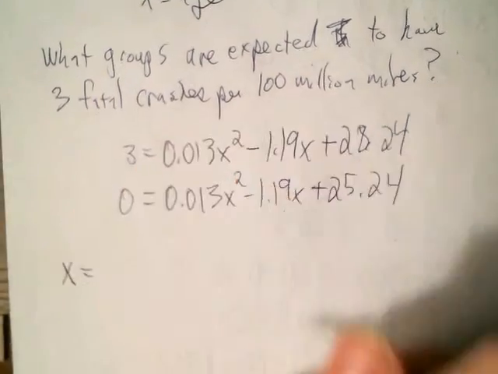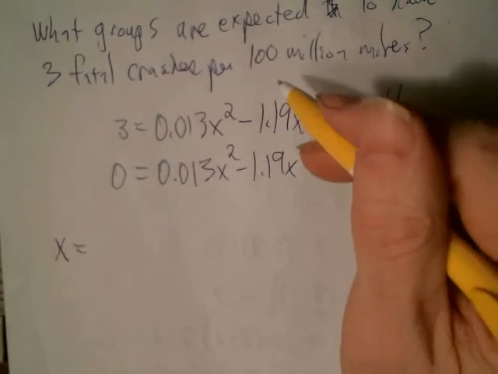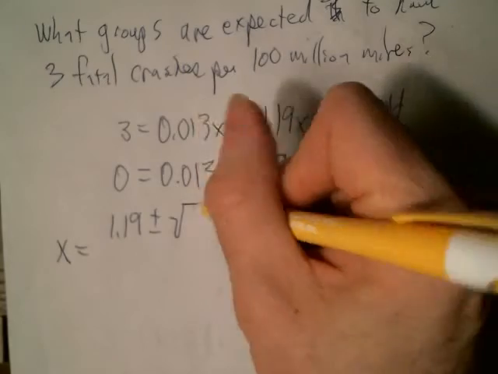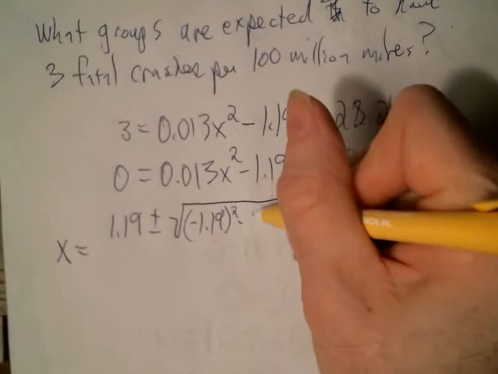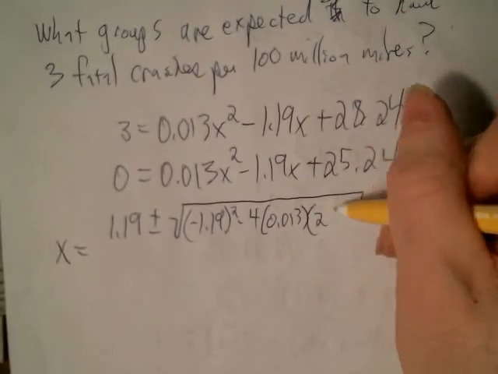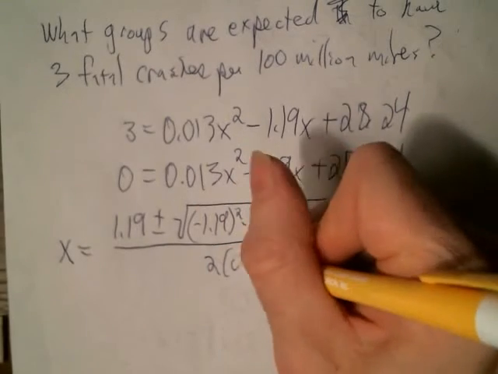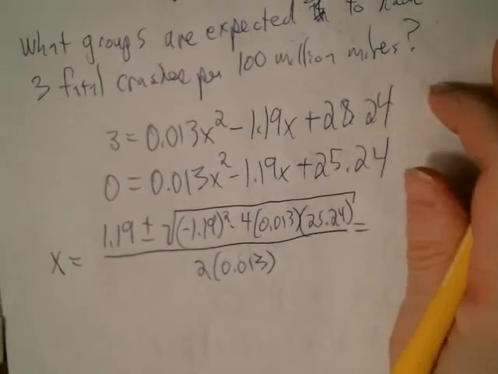I'll probably be using my calculator here rather than doing this in my head, but let's set it up. Negative b is 1.19 plus or minus the square root of b squared, so negative 1.19 squared minus 4 times a, which is 0.013, times c, which is 25.24, all over 2 times a. You'll want to use your calculator and get some practice putting this into your calculator. It's a big, ugly thing. It's easy to make some mistakes, so you need to practice it.